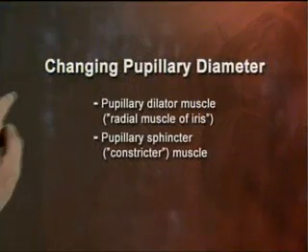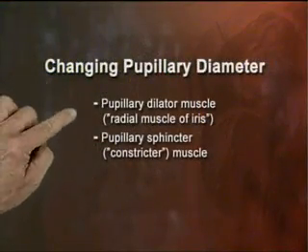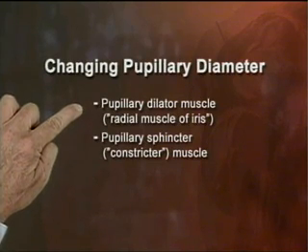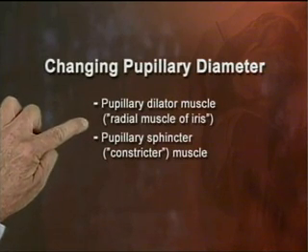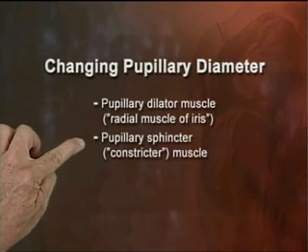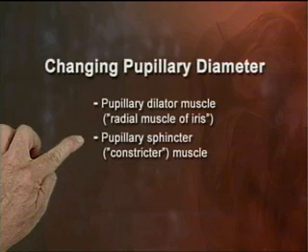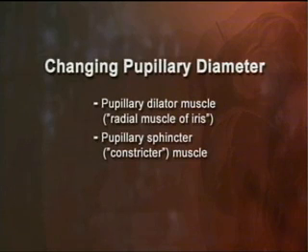Okay, just in case you couldn't read my writing, let's look at a graphic where we have that written down. To change the pupillary diameter, we can contract the pupillary dilator muscle, make it bigger in diameter. This has sometimes been called the radial muscle of the iris because the smooth muscle fascicles radiate out from the pupillary opening like wagon wheel spokes. The other muscle, which makes the pupillary opening smaller, is called the pupillary sphincter muscle. It's also been called the pupillary constrictor muscle, put that in quotes, because that's in fact what it does.